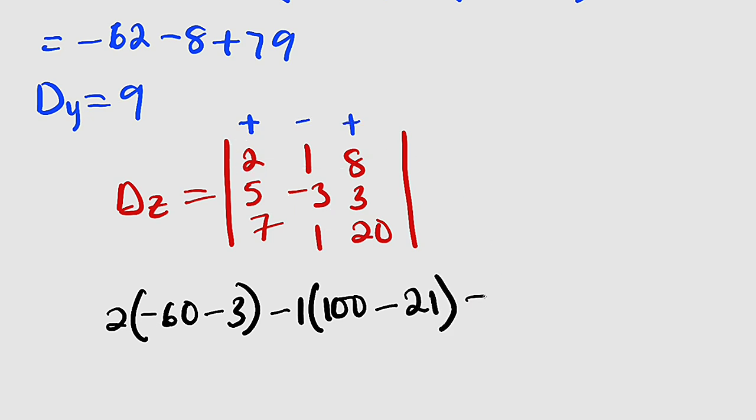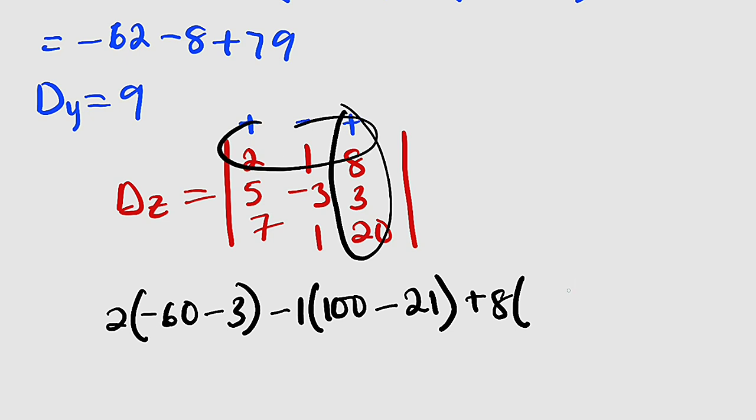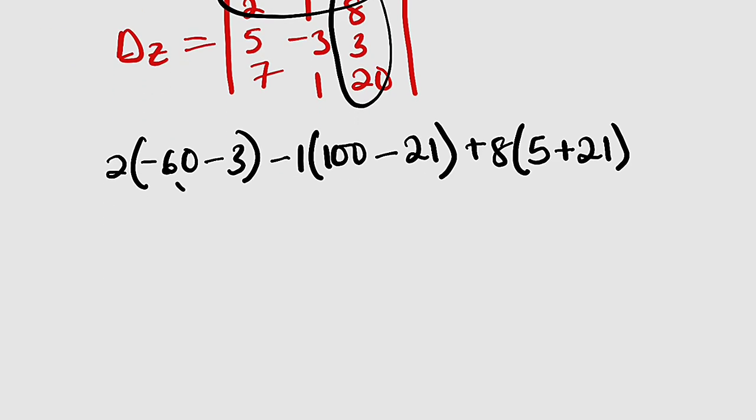Then lastly, we have plus 8. You close this, you close that. You have 5 times 1, which is 5. Minus 7 times negative 3 is negative 21. We still have negative, so it becomes positive 21. Negative 60, negative 3 is negative 63, times 2 is negative 126, right? Negative 126. This minus this is 79, times negative 1 is negative 79.